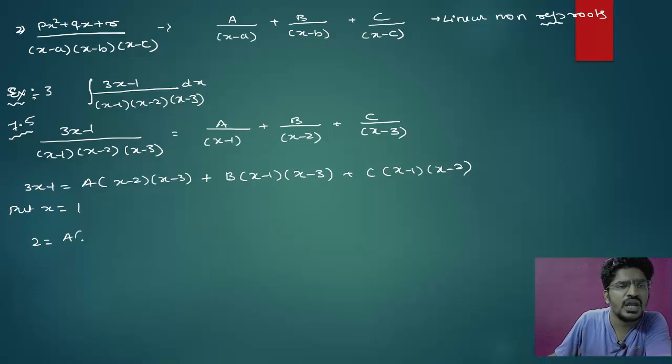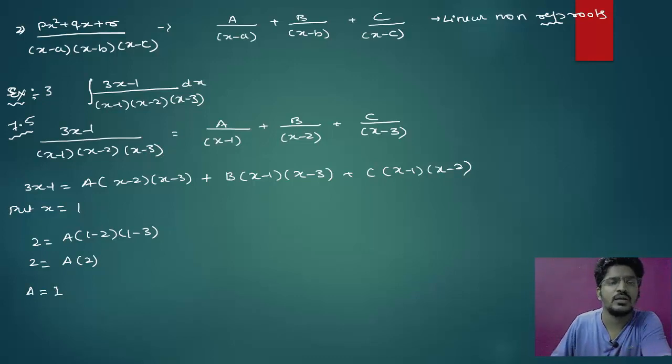equal to A into (1 − 2)(1 − 3). So that will be 2 equal to A times, 1 minus 2 is minus 1, 1 minus 3 is minus 2. Minus 2 into minus 1 will be plus 2. Therefore, A will be equal to 1.